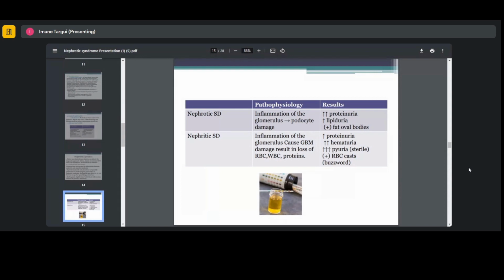As a result, we have high proteinuria but not massive, unlike nephrotic syndrome. We have hematuria because of the presence of red blood cells. We have sterile pyuria and we have red blood cell casts.